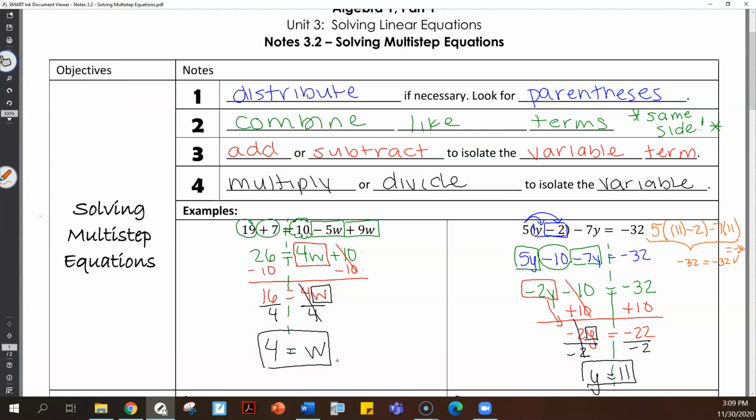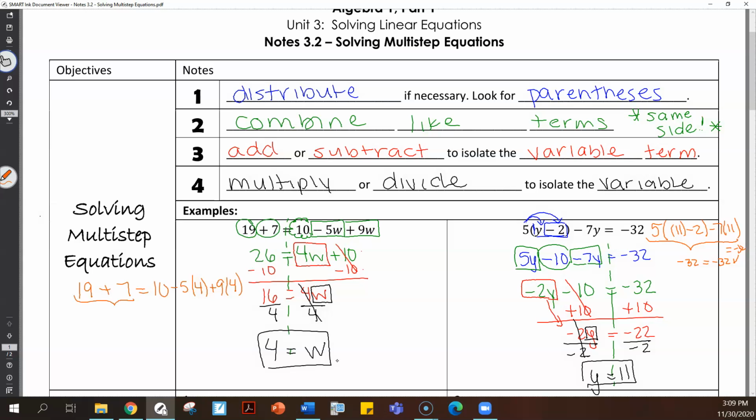I start with my original equation, 19 plus 7 equals 10 minus 5w. I think w is 4, so I'm going to plug that in with parentheses, plus 9w again, so I'm going to plug that in with parentheses. And I'm going to check to see if these two sides do equal one another.